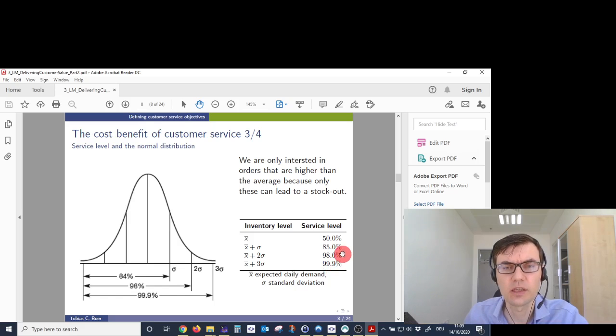And now the big question is, how much cost arises if we go from 98% to 99.9%? Is it still useful? Does it create additional benefits for us? This is a decision we have to make for each group of customers and each group of items.